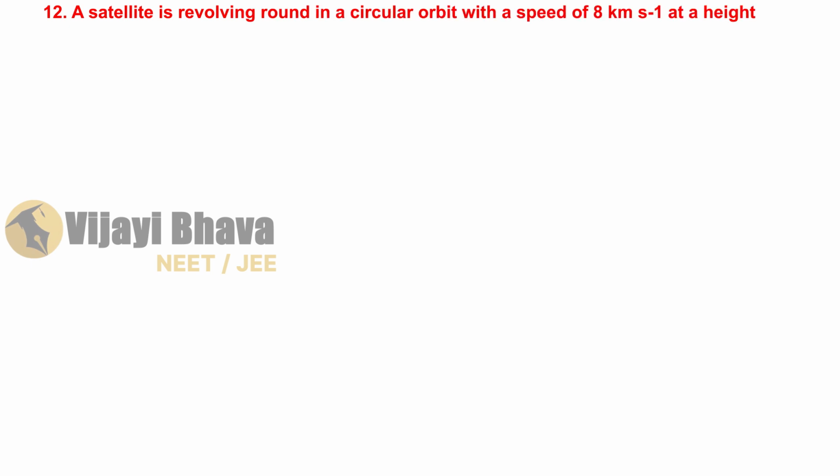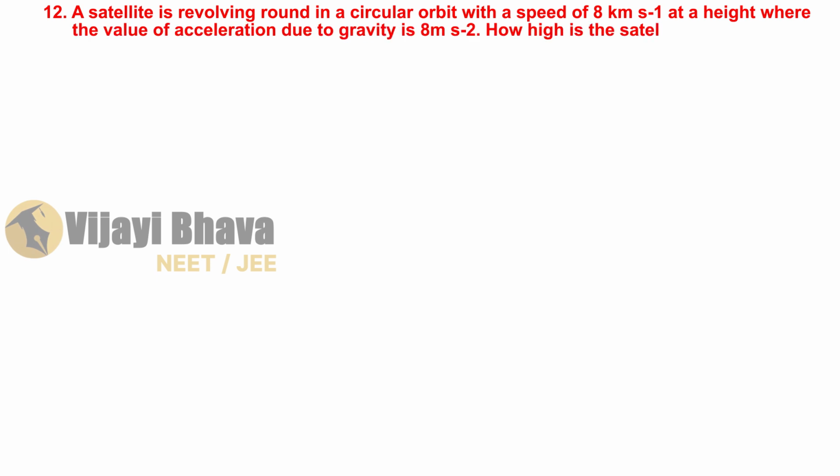A satellite is revolving round in a circular orbit with a speed of 8 km per second at a height where the value of acceleration due to gravity is 8 meter per second square. How high is the satellite from the Earth's surface? You are asked to take the radius of the planet as 6000 km instead of the actual radius 6400 km.